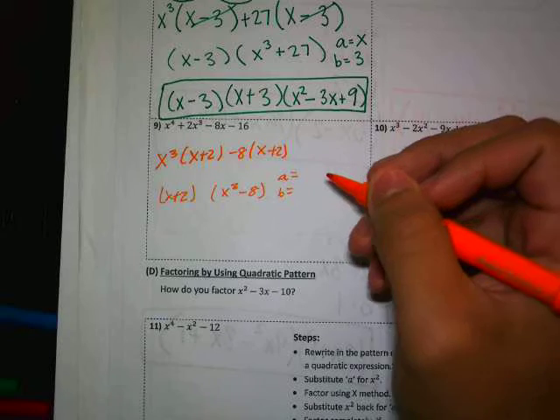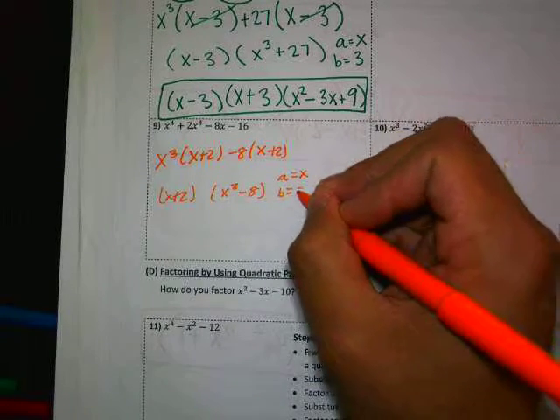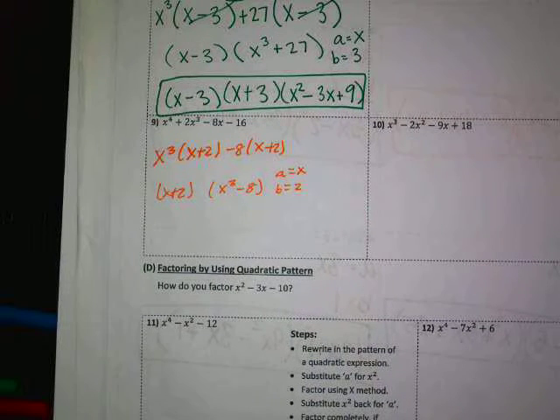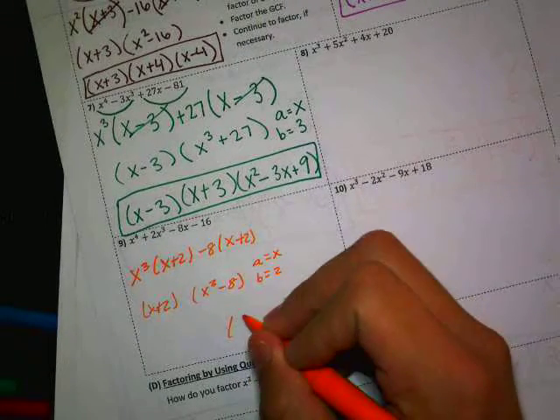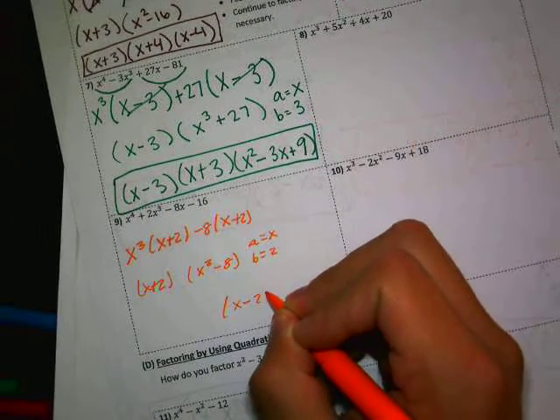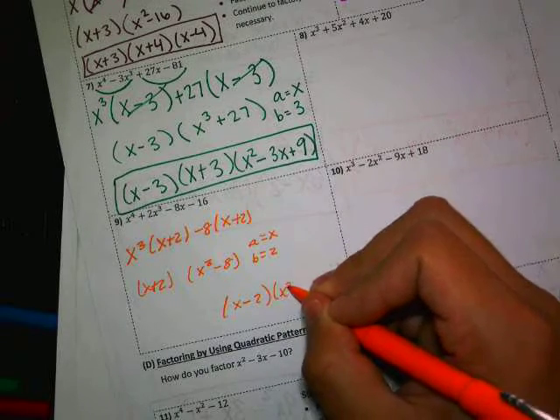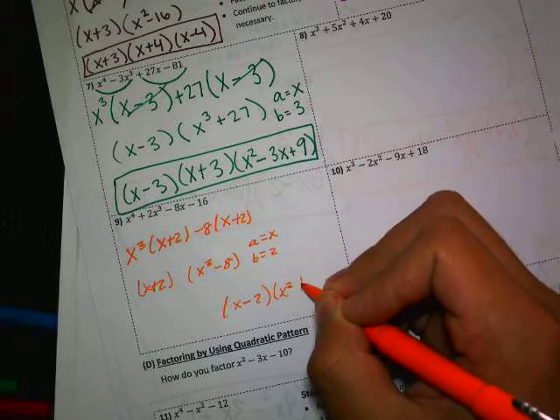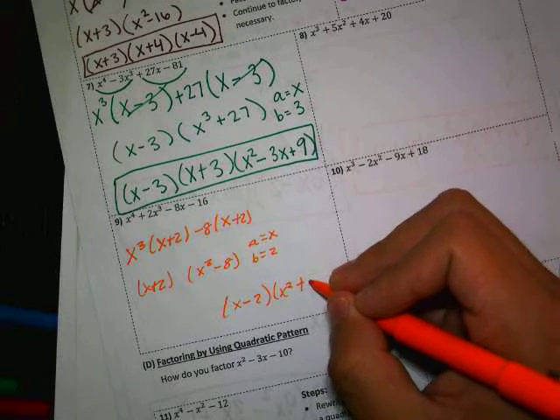A is x, and then 2. And the formula's behind you in orange if you need help. Open your parentheses. A minus x squared.